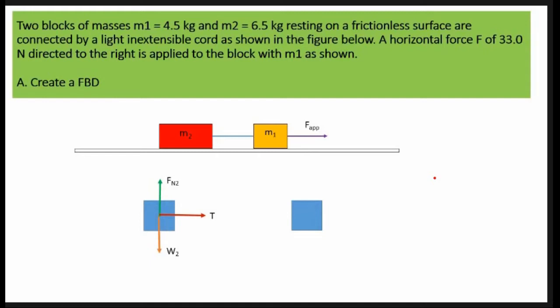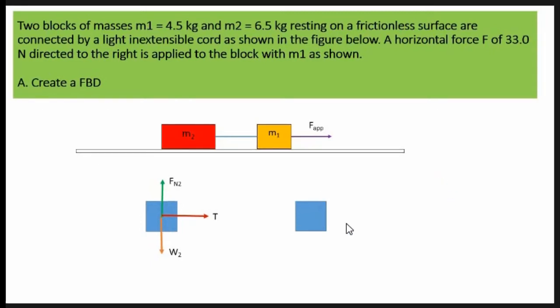Now let's go to mass 1. For mass 1, yes, it still has a weight, going downward, and there is a force perpendicular to the surface. That's the normal force, and they have the same length, meaning the same magnitude, but in opposite direction. And then there is a horizontal force going to the right. And then here there is an inextensible cord that provides the tension force. Notice that the horizontal force is much longer than the tension force.